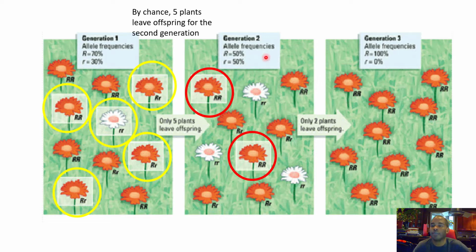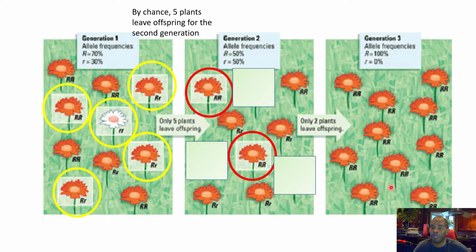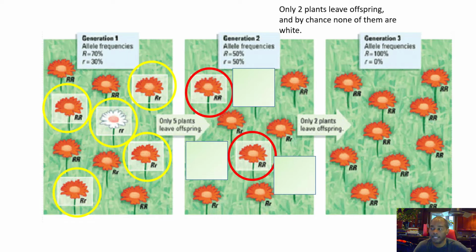So now let's fast forward again. This generation is still a very small population. And instead of 5 plants leaving offspring, only 2 plants are selected. Notice the 2 plants selected both happen to be homozygous dominant. There are no recessive alleles in these 2 plants. Our white plants and our heterozygous plants have not had the opportunity to reproduce. Only because these 2 plants reproduced, every single plant in the next generation is homozygous dominant. We've now lost the recessive allele. That is an example of genetic drift.